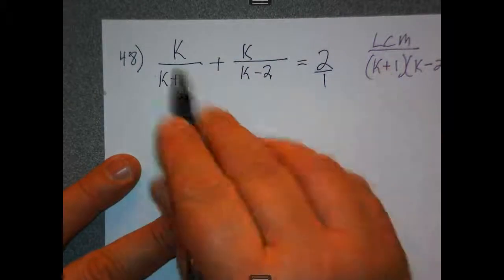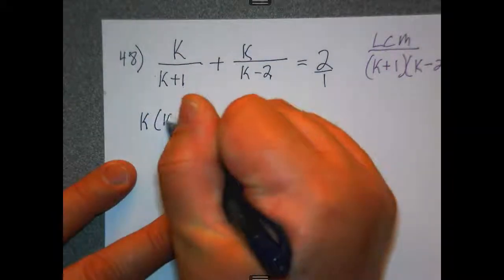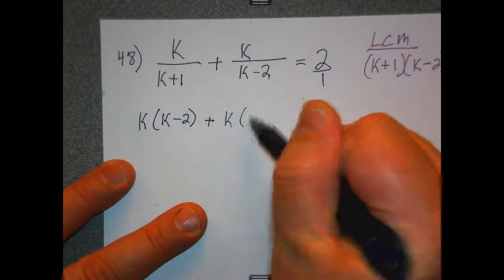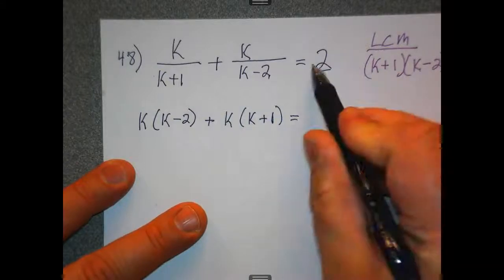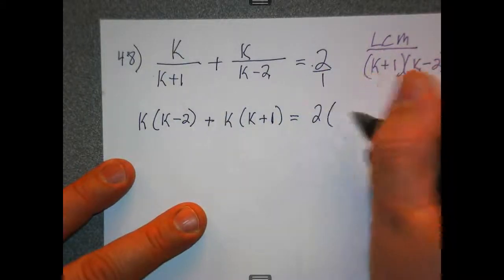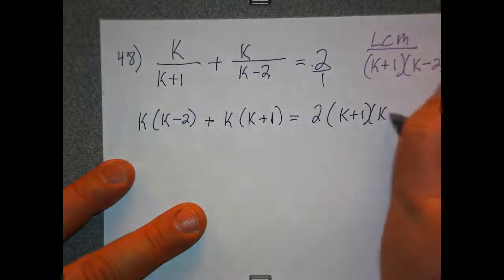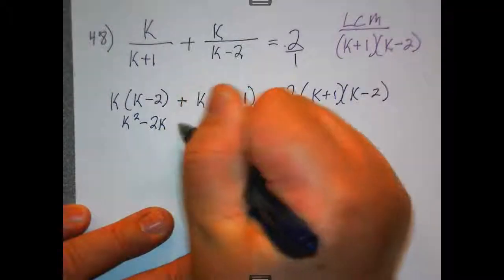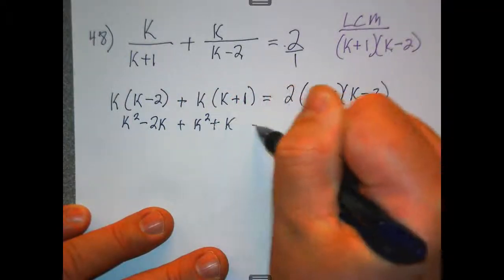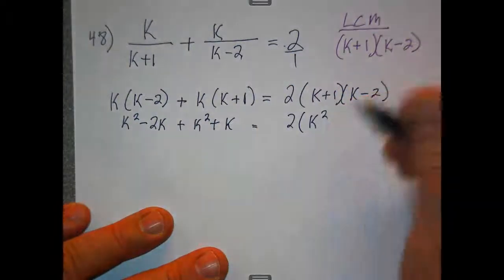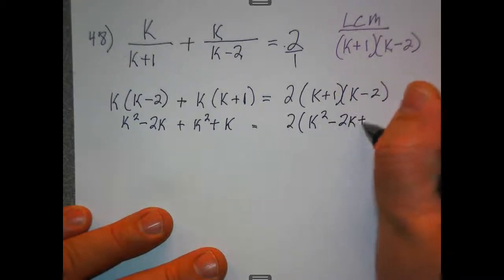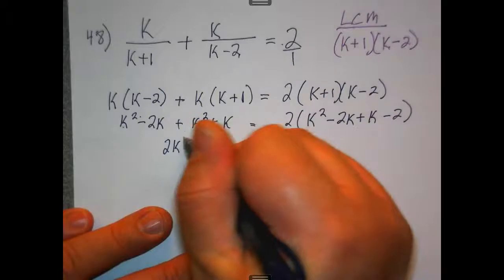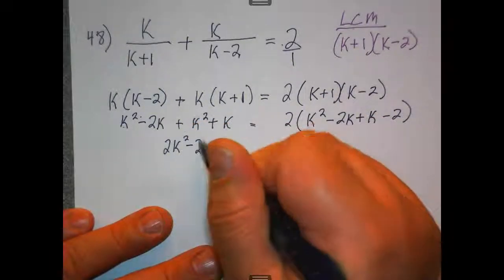Let's see, the k plus 1s cancel. I'm going to have k times k minus 2. The k minus 2s cancel, so I'm going to get k times k plus 1 equals, this time, I have to multiply by the whole thing, 2 times k plus 1, k minus 2. Distribute. k squared minus 2k plus k squared plus k equals, let's see, 2 times k squared minus 2k plus 1k minus 2. k squared plus k squared is 2k squared minus 2k, sorry, minus 1k.